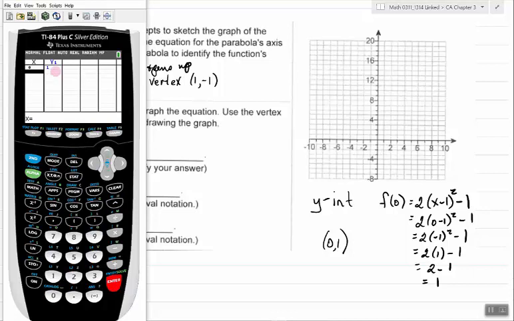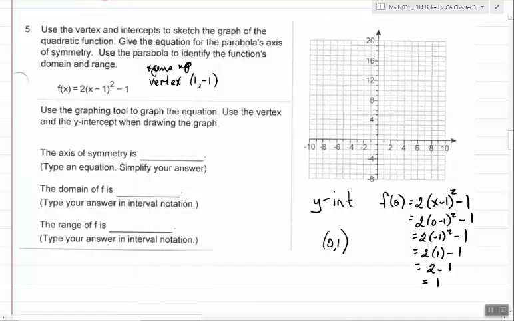I mentioned in the printable notes that you can find the y-intercept by using the table. All you have to do is type in x is 0. You do have to have the y equals function in there. All right, I'll bring that back up again if I need it in the future.